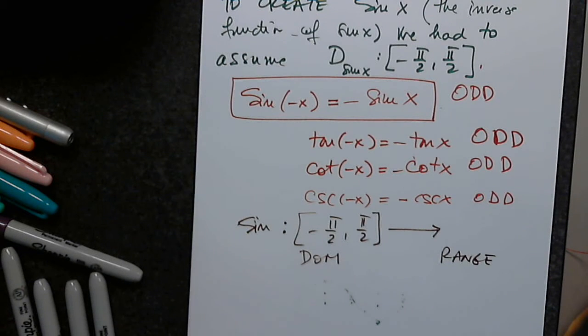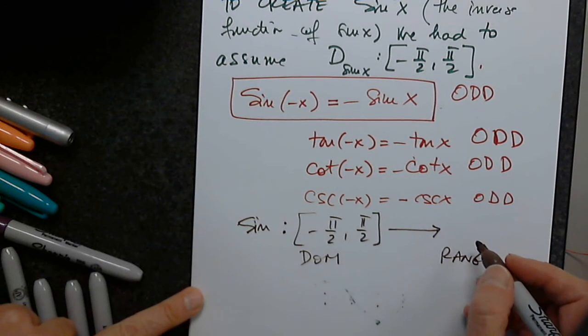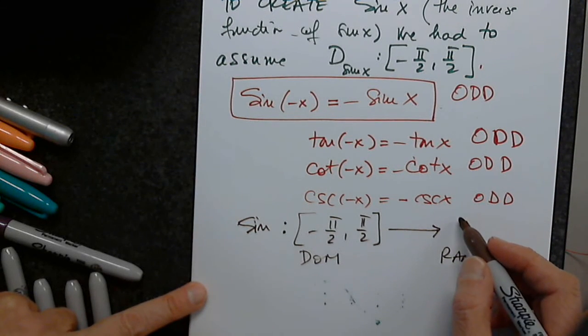You already gave me the range 3 times today. So I want it one more time so I can write it. What would be the range of sine? Negative 1, 1.